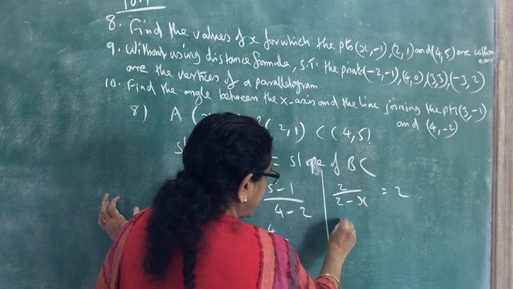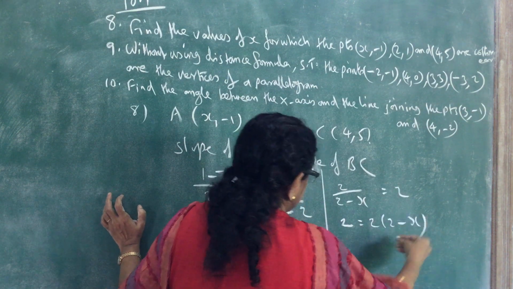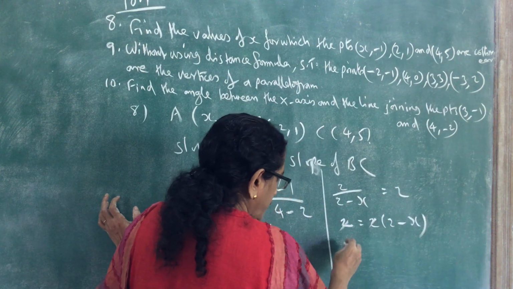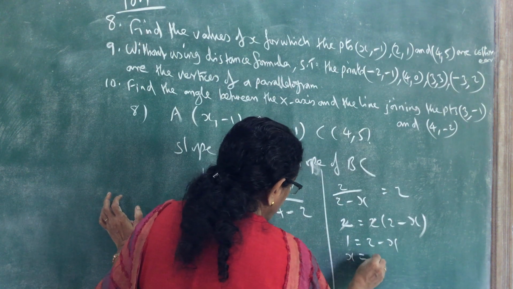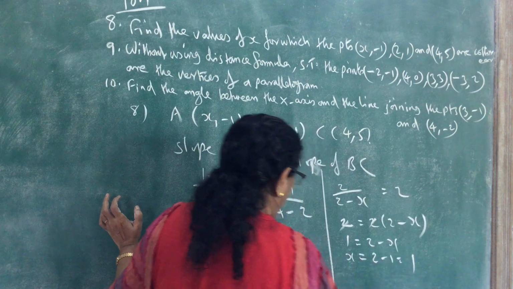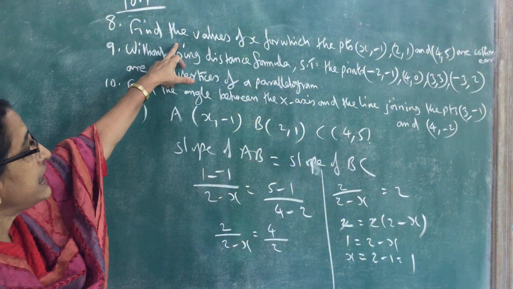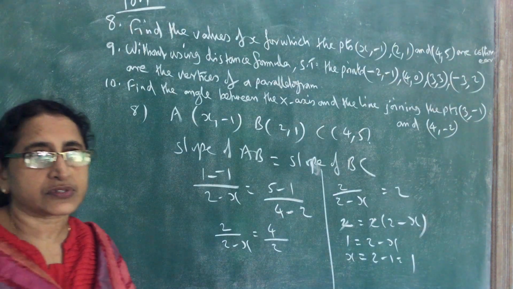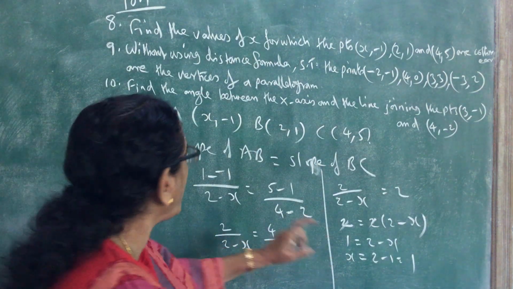So cross multiplying, 2 equals 2 into (2 − x). So we can cancel 2, and we get 1 equals 2 − x. So x equals 2 − 1, that is equal to 1. So x equals 1. So the question is to find the value of x if the points are collinear. If the points are collinear, we get the value of x equal to 1.